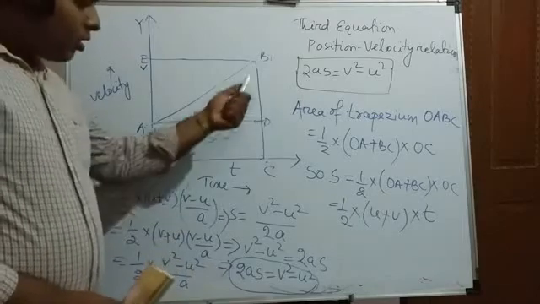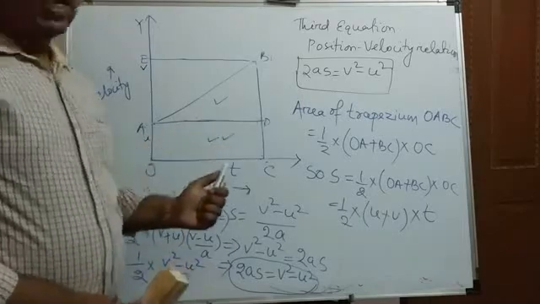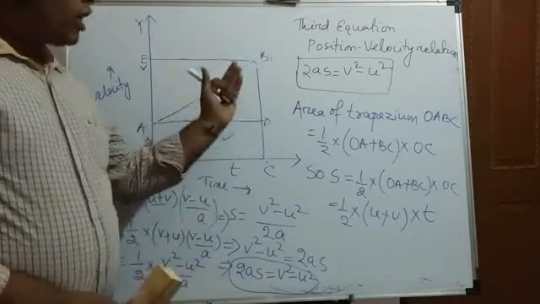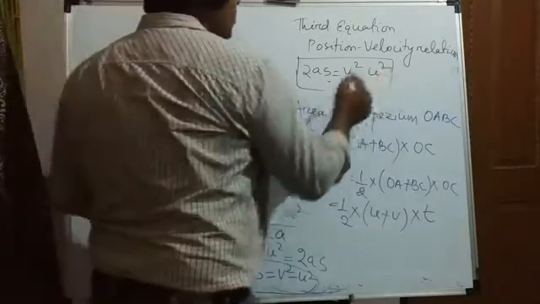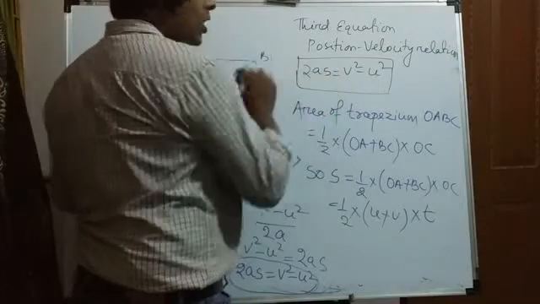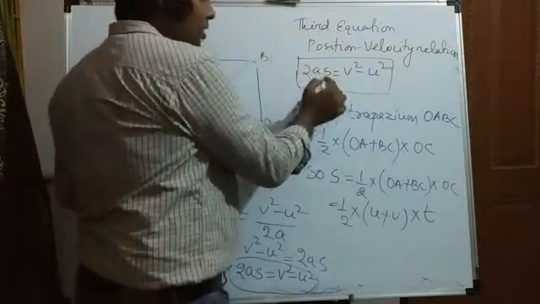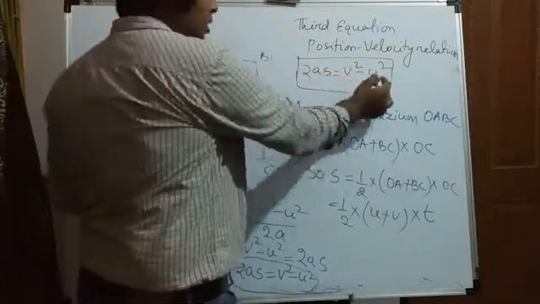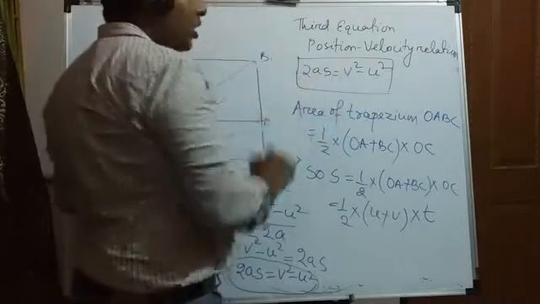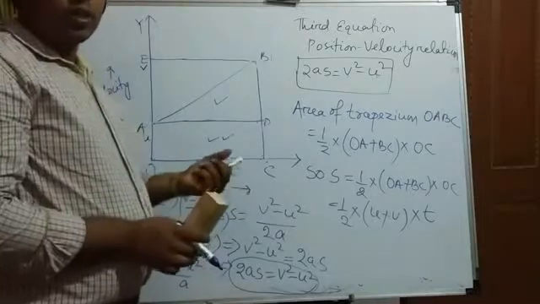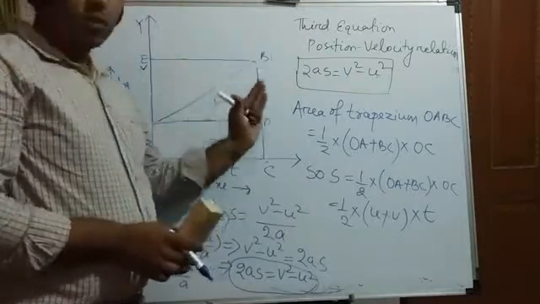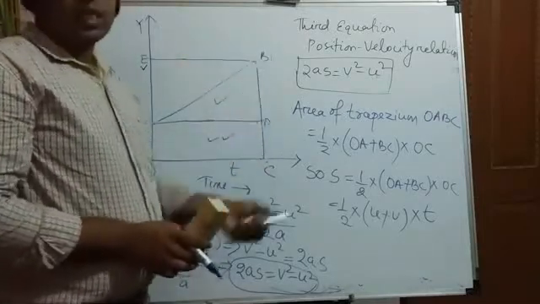And from these equations we can calculate all the values if other values are given. If V is given, U is given, and S is given, we can calculate A. If acceleration, initial velocity and final velocity are given, we can calculate the distance. Like this, we have to solve many more problems. So go through all these equations clearly so that we can solve the problems.